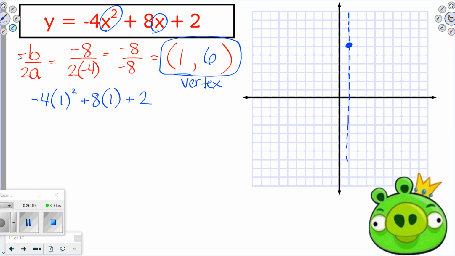All right. Then we get to make an XY table. I need to plug at least 2 numbers in just to kind of get an idea what's going on. Since my vertex had an x value of 1, what would I plug in here? 2 and 3.